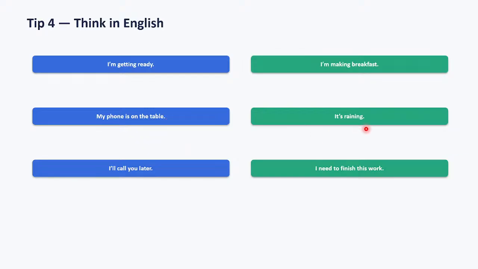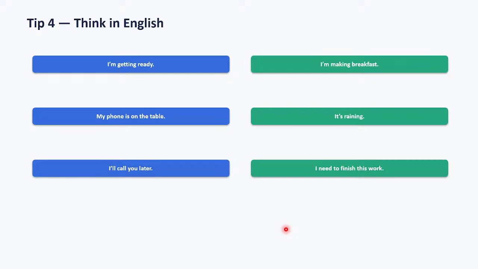It's raining outside, like this. I'll call you later. I need to finish this work. All these simple sentences make the big difference, guys. It's very important. Every day we use these words in local language, so just replace that in English, right?